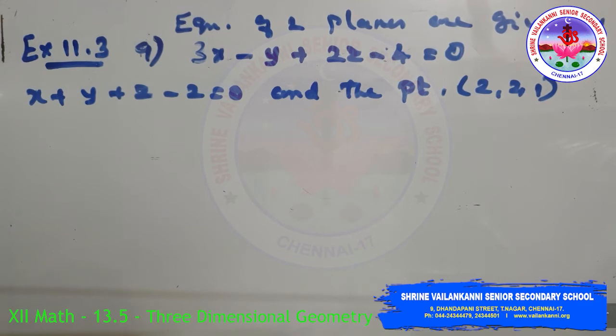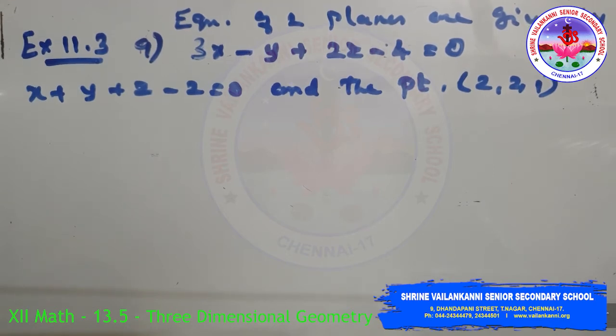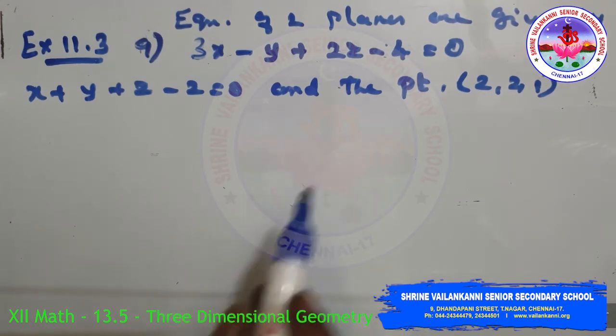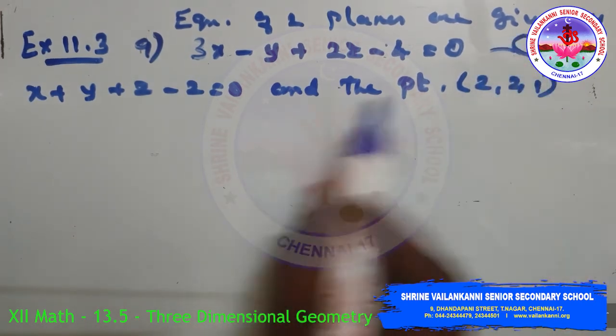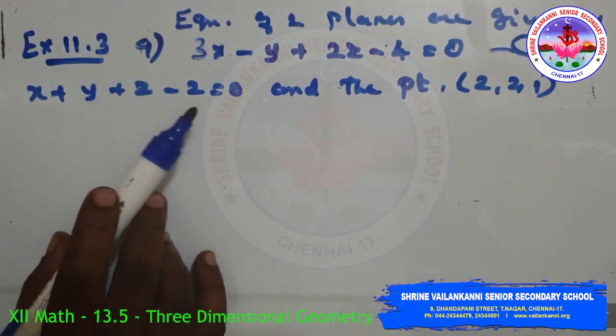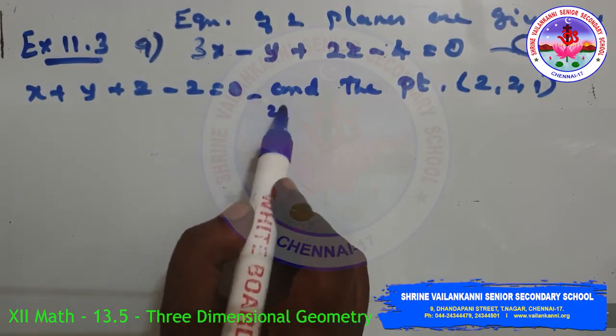Ninth question, find the equation of the plane through the intersection of the planes 3x minus y plus 2z minus 4 equal to 0 and x plus y plus z minus 2 equal to 0 and the point 2, 2, 1. Equation of the two planes are given by 3x minus y plus 2z minus 4 equal to 0. We can take this as 1 and x plus y plus z minus 2 equal to 0. We can take this equation as 2.